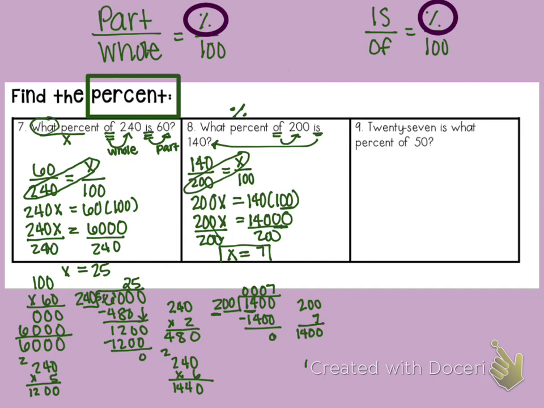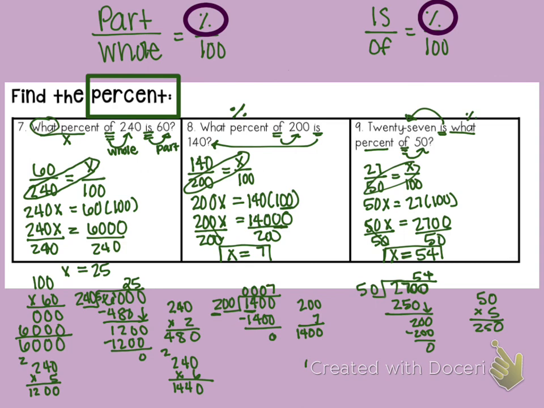Okay, so now you're going to do number 9 on your own, setting up the problem, solving, and then press play when you have finished. Okay, you should have gotten that x equals 54. If you did not, then you'll want to press pause and check your work against mine. And then that is finding the part, the whole, and the percent.